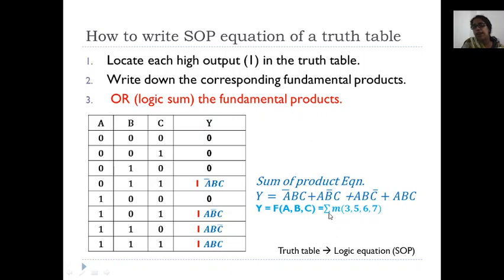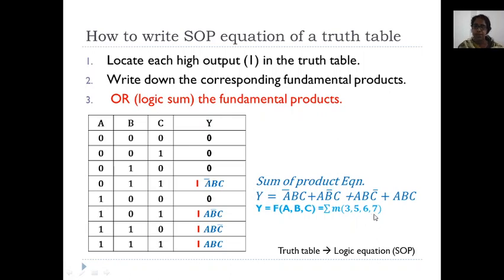So this is another form of writing sum of product. That form is known as canonical form. So this first one is the standard form and the second one is the canonical form. First one, y is equal to a bar bc plus ab bar c plus abc bar plus abc, and second one is y is equal to a function of a, b, c. All should be in capital letters, that is equal to sigma m. That is, sigma m is sum of min terms: 3, 5, 6, 7.